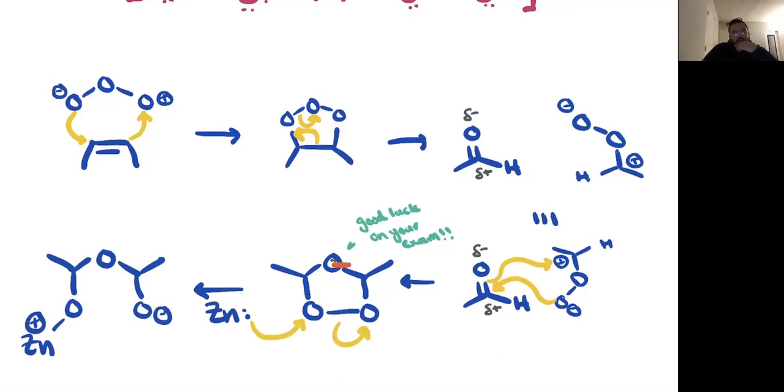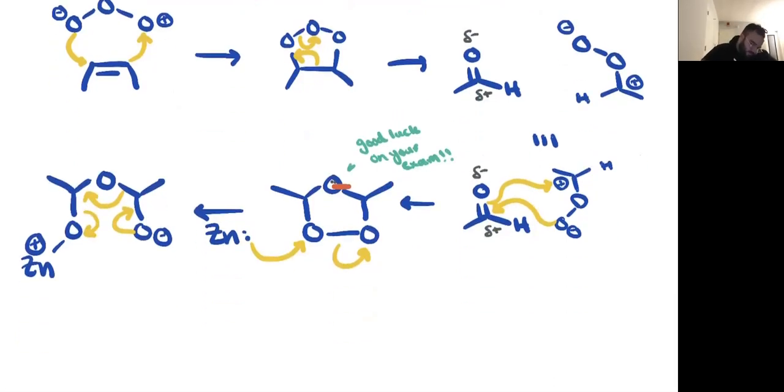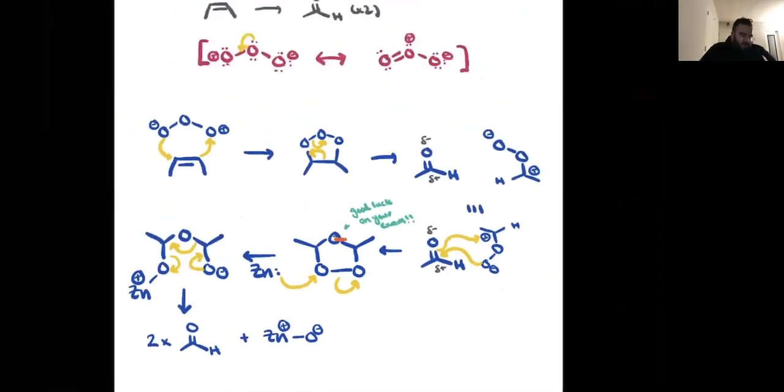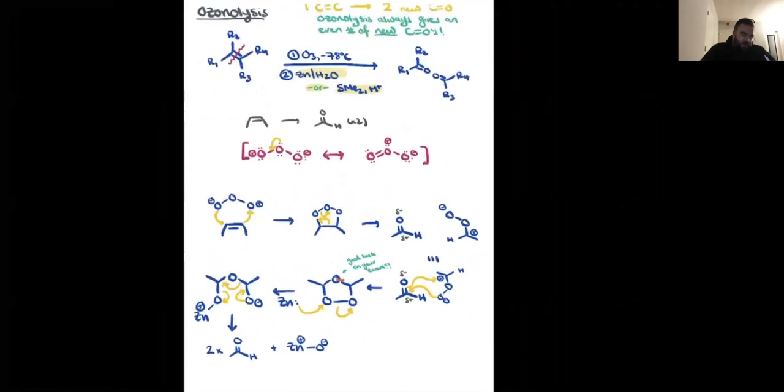Okay, and then finally, you can go ahead and reform your carbon-oxygen double bond. That's going to break this sigma bond, form another carbon-oxygen double bond, and then kick off zinc oxide. And this gives you a final product of 2 acetaldehydes, and a zinc oxide byproduct. All right, cool. So that's your ozonolysis mechanism. Any questions on ozonolysis?